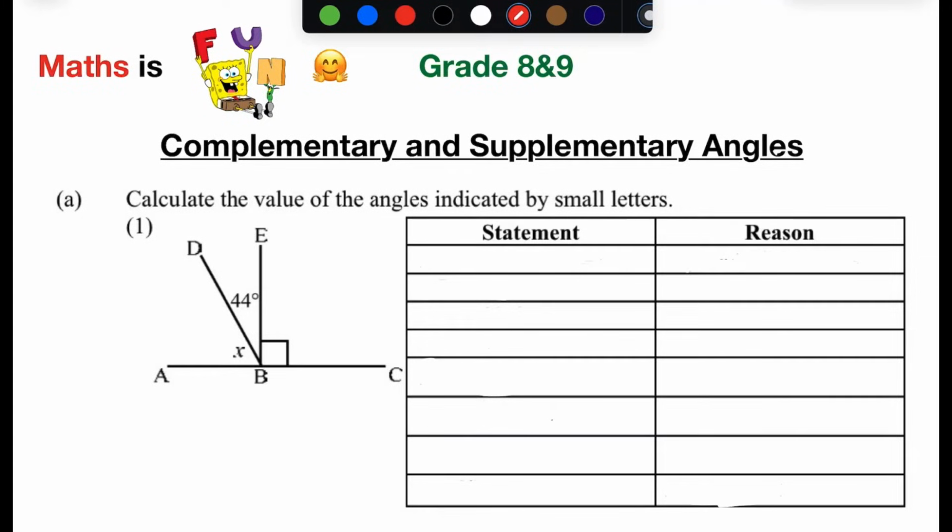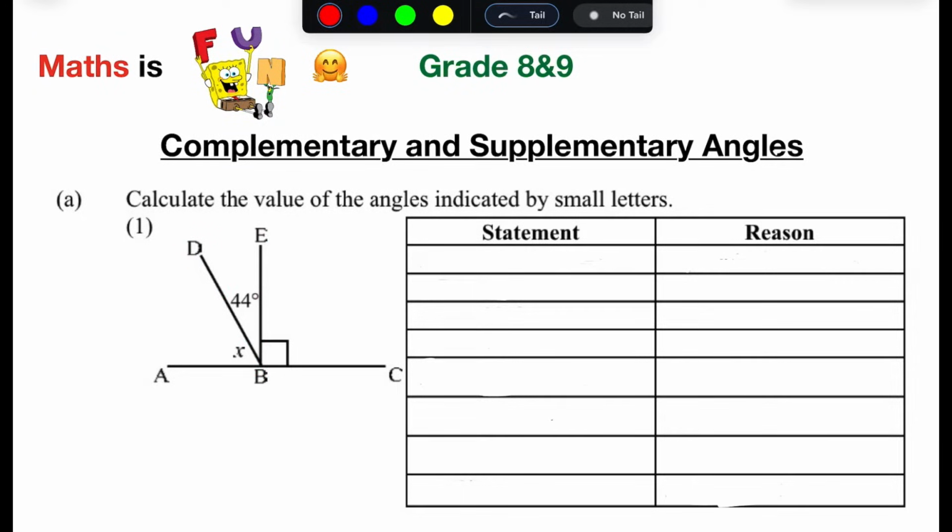Hi folks, this is more example on complementary and supplementary angles. Now we have this diagram that we're given here. In this diagram we are told to calculate the value of angles indicated by the small letter. We have line ABC and the line BE and the line BD.